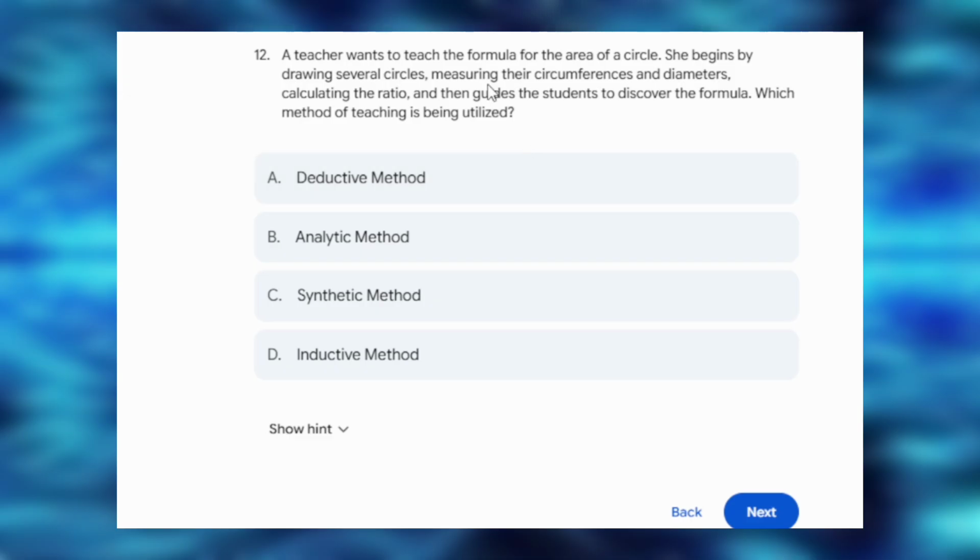Next sum, a teacher wants to teach a formula for the area of a circle. She begins by drawing several circles, measuring their circumference and diameters, calculating the ratio, and then guides the student to discover the formula. Which method of teaching is being utilized? Here we get the formula from some examples. So it is the inductive method.